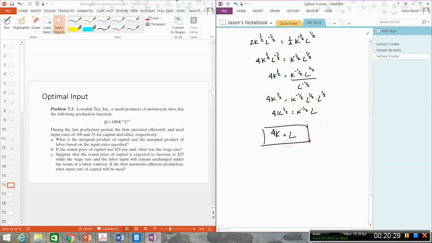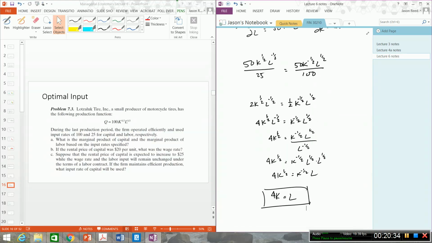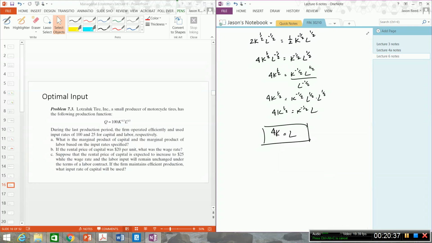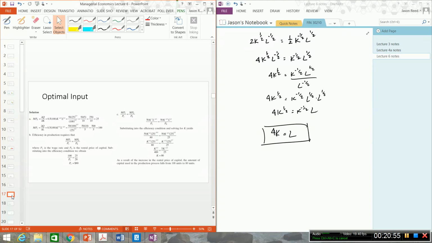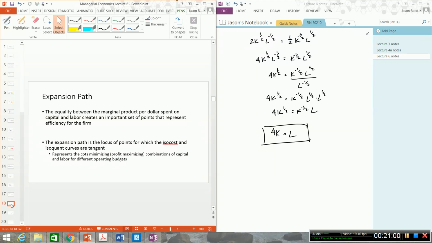So now we have a relationship between K and L that maintains the equality that we just found for our optimal level of inputs. I think this is a good problem to work through. We took a roundabout way of answering some of the questions here, and I urge you to look at more of these marginal products. Essentially what we did is create a relationship in this problem between K and L, and I think that's important.